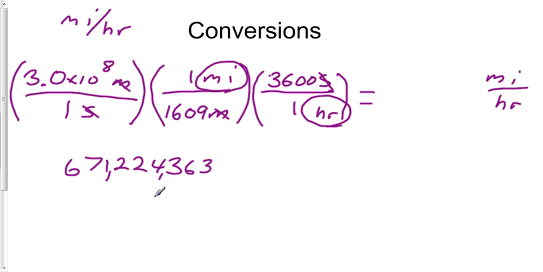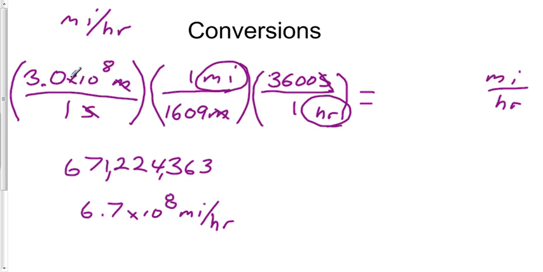No one ever actually had to get out a ruler and measure that or anything like that. So I'm looking at 2 sig figs, so it would be the same thing as 6.7 times 10 to the 8th, and that's going to be miles per hour. And so that is our conversion from meters per second to miles per hour.